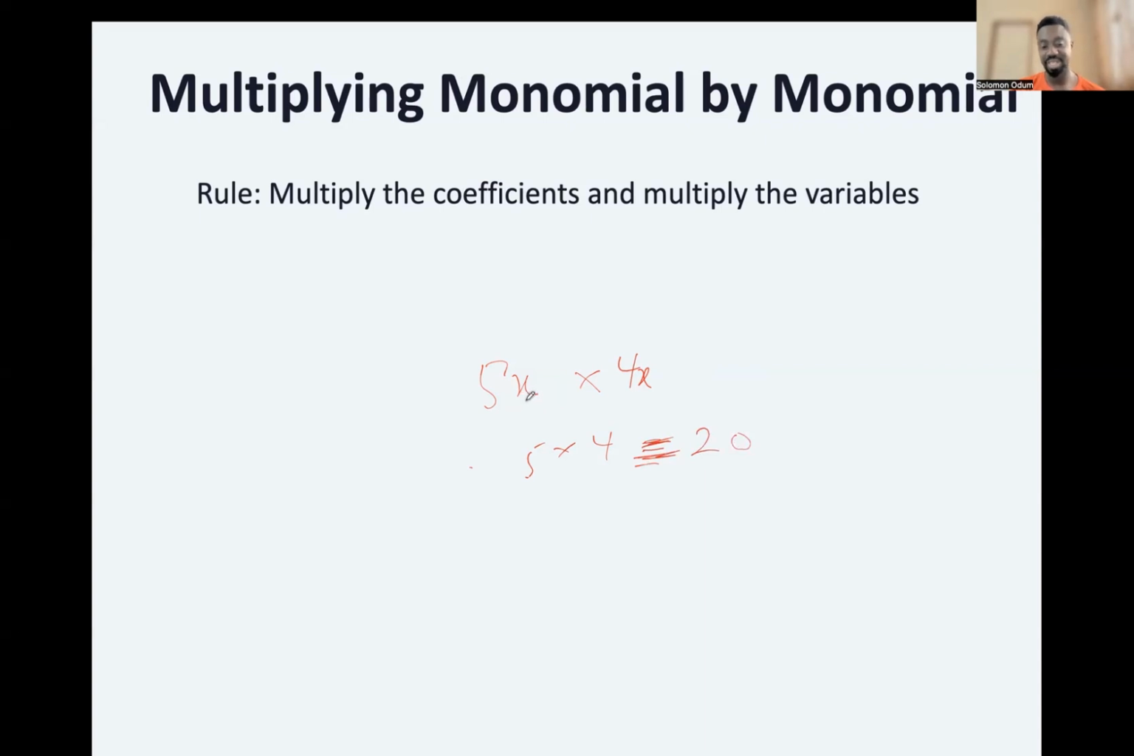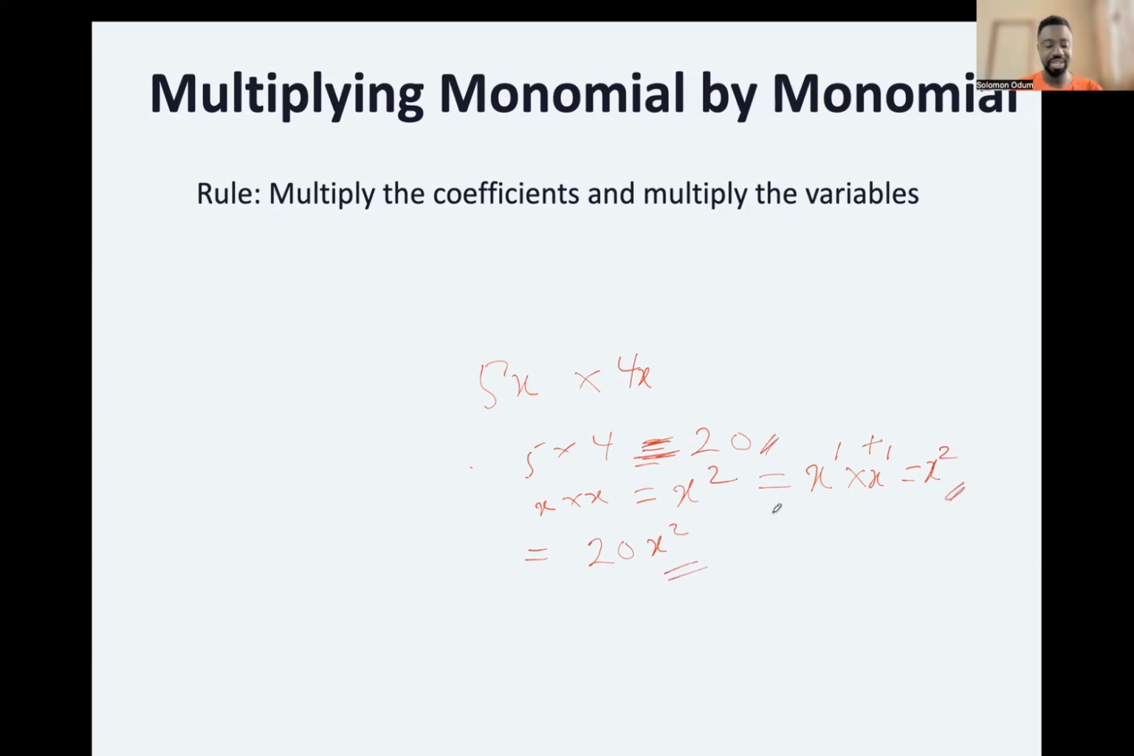Then you multiply the variables. The variables are x and x. So x times x gives us x squared. When you multiply, you add the exponents. It is assumed here x raised to the power 1 times x raised to the power 1, so you add the powers and get x squared. Our final answer, combining them, is 20x squared.